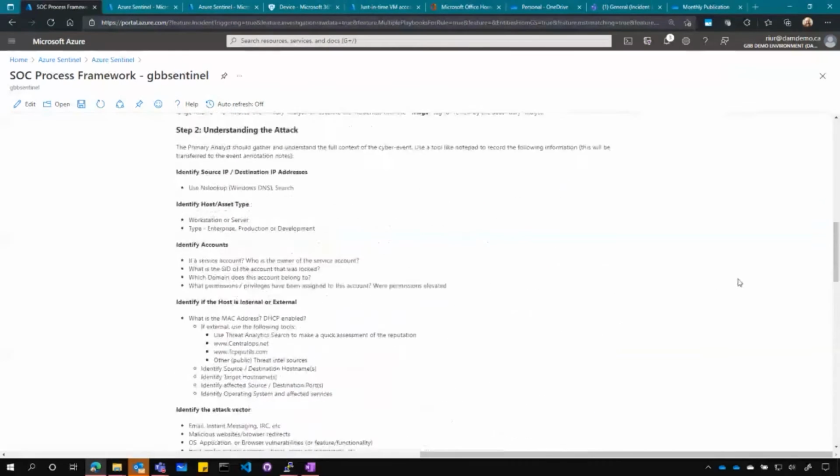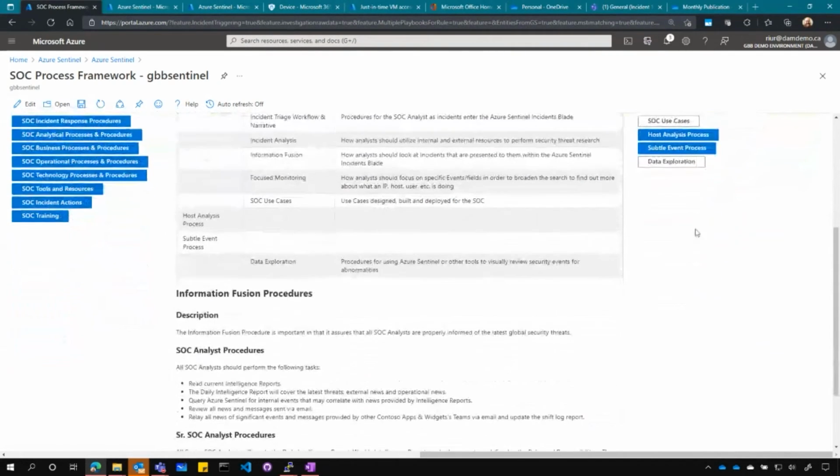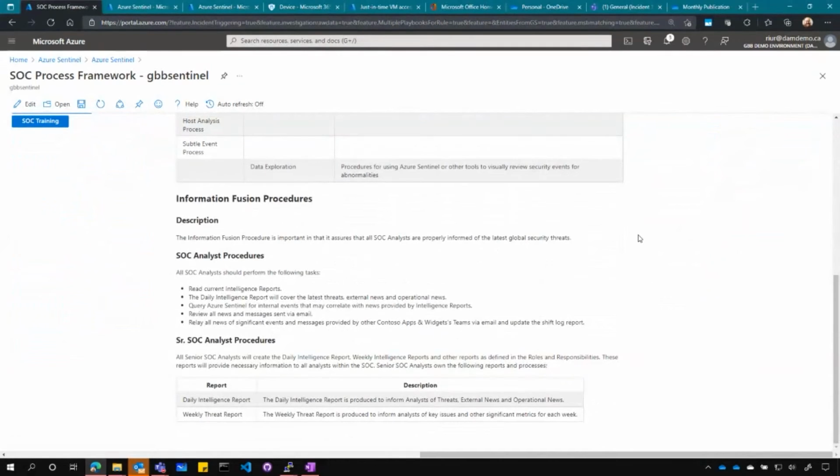All right. The next section is our information fusion section, and this covers the fusion procedures. This is a very short section, not a lot here. This could be fleshed out a little more for your line of business, but really it's to give you a high-level view of what the information fusion procedures look like. This ties into the daily intelligence report and the weekly threat report, as it snaps to what the senior SOC analysts are going to be doing to produce those reports.